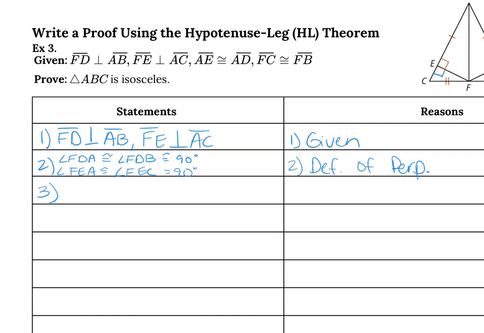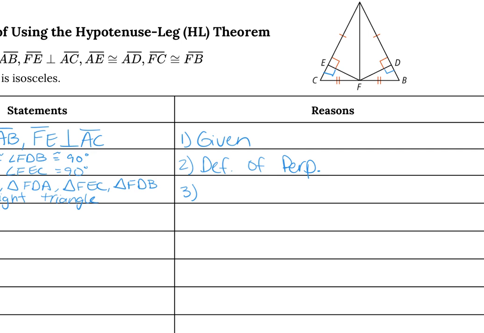Three, we are able to prove that triangle FEA and triangle FDA and triangle FEC, and then finally triangle FDB are all right triangles. And we are able to prove that through our definition of right triangles.